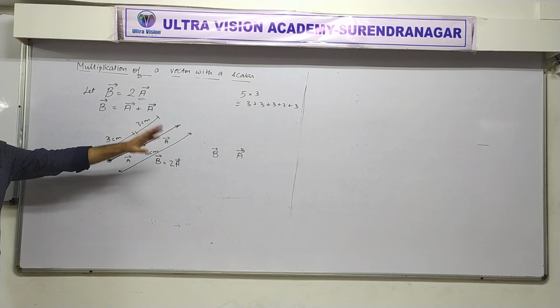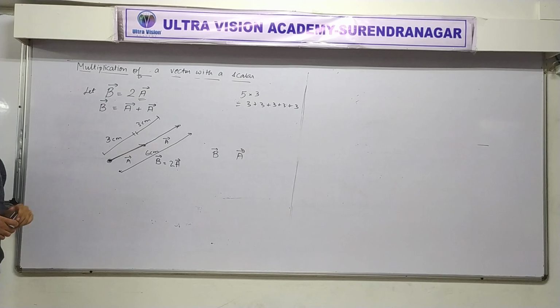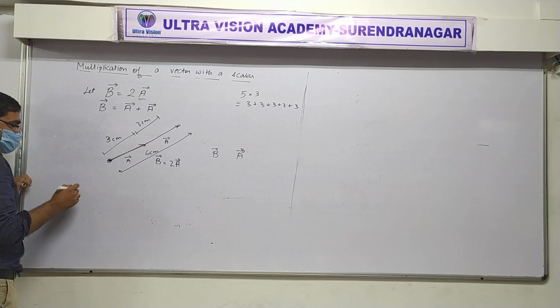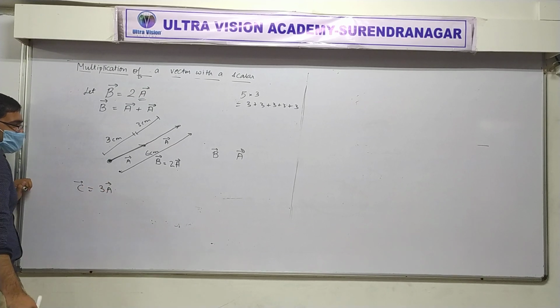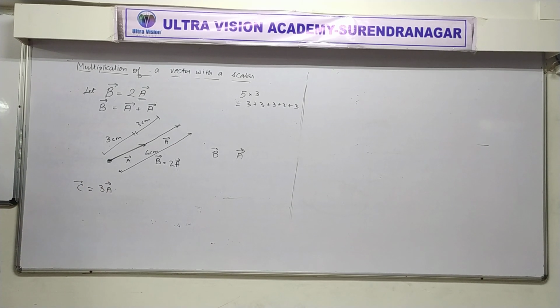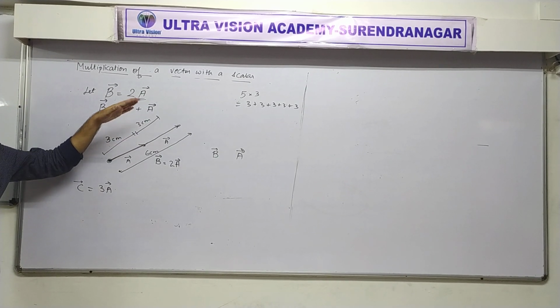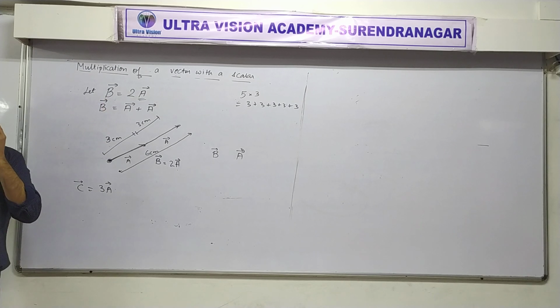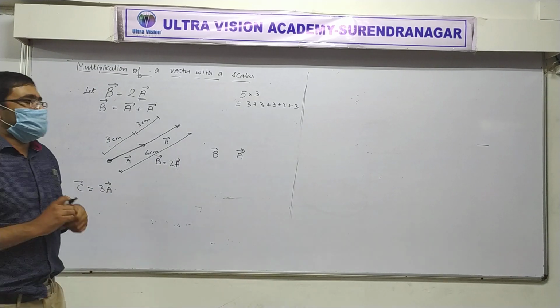Now, if instead of 2a vector, suppose we define a new vector, c vector, equal to 3a vector, what do you expect to do here? How would you draw it? Draw a vector, then another, and another, and join. What would be its magnitude? 9. Will c vector's direction be the same as a vector? Yes.